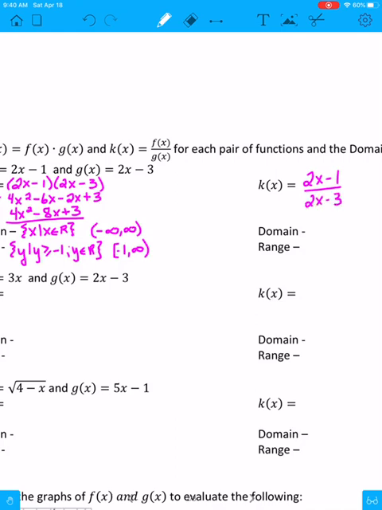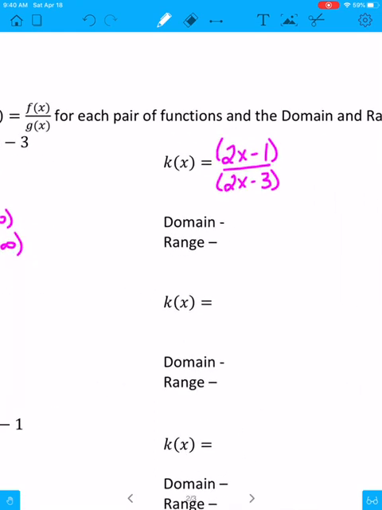My domain of the combined two, I can't cross off. Please don't cross the 2x and the 2x off. They're attached to the minus 1 and to the minus 3. So the only way they're canceling off is if 2x minus 1 is in the bottom or 2x minus 3 is in the top. The domain of the combined two functions is x ∈ R.